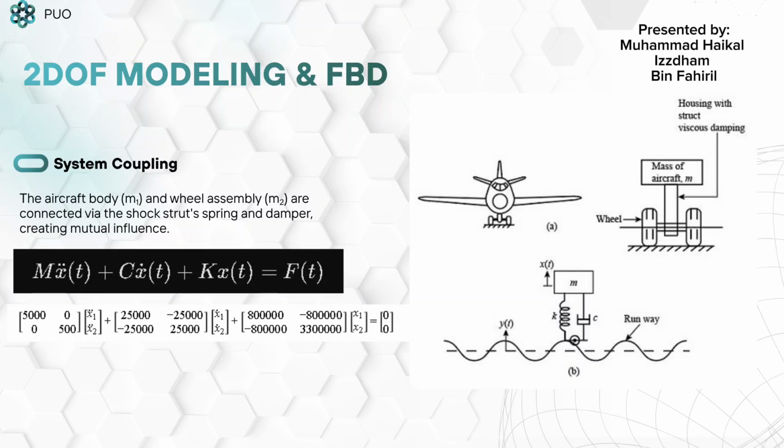Next is the stiffness matrix K. This combines the stiffness of the shock strut and the rubber tire to show the total elasticity of the system. The most important takeaway here is the negative numbers in the corners of the matrix. Mathematically, these numbers couple the system together. They explain exactly how impact force passes from the rough runway through the wheels and up to the aircraft structure.